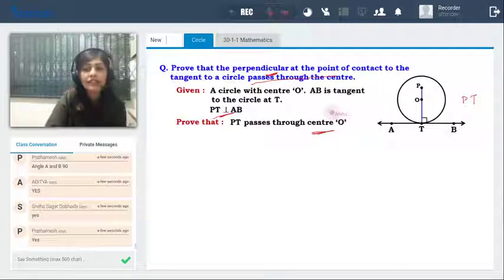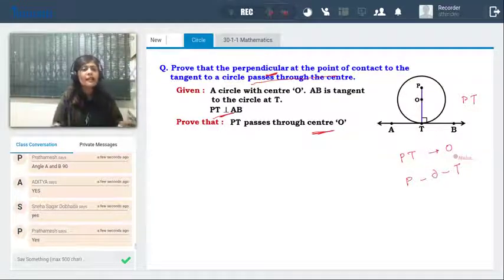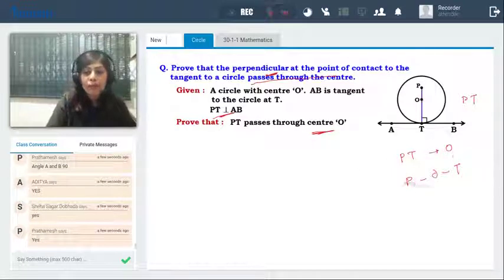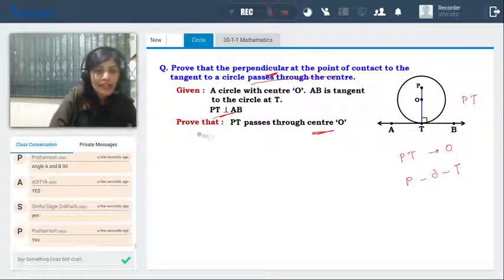PT passes through the center. We need to show that PT passes through O, or in short, P-O-T. Yes, students, in mathematical form, what does it mean? That P, O, and T have to be collinear points. Now, students, pay attention. For P, O, T to be collinear points, segment PT and segment OT should be one single line. This is what we are going to prove, that PT and OT are the same line. Since this deals with the concept, you need to pay attention to this. So let's start with the proof.